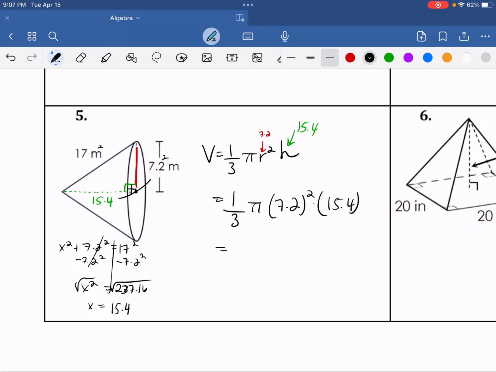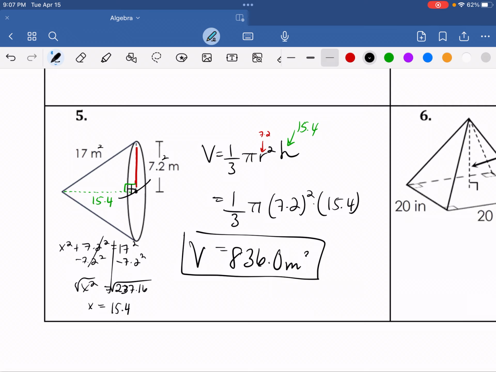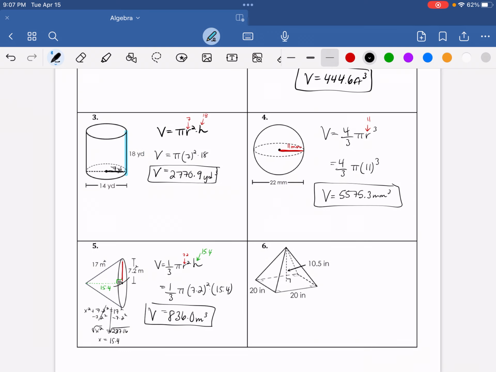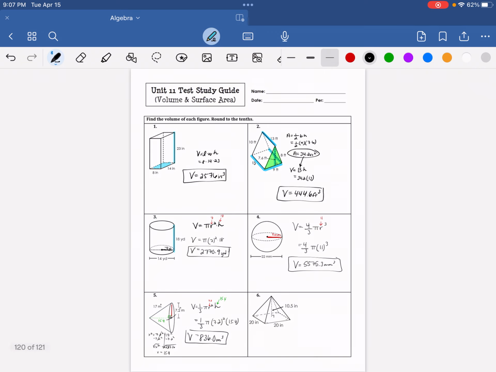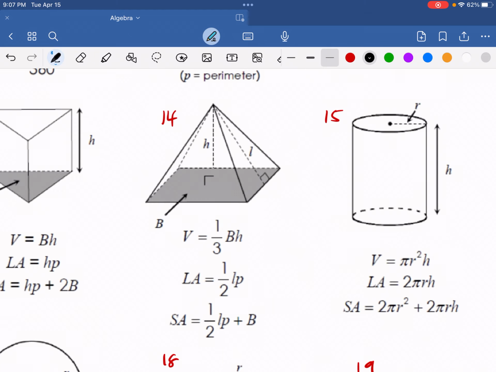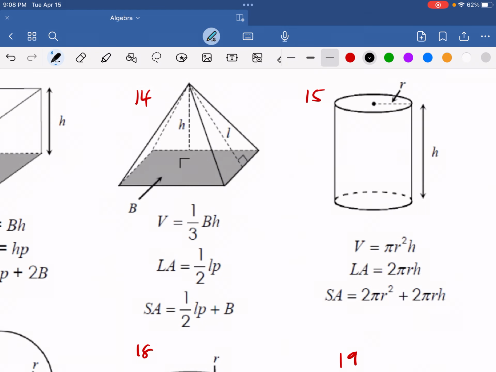1/3 pi, 7.2 squared, and 15.4. And we get a volume of 836.01. So I'll just leave it as 836 meters cubed. Okay, we have a square pyramid, or a rectangular pyramid.